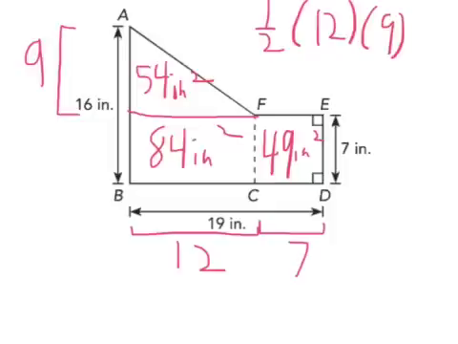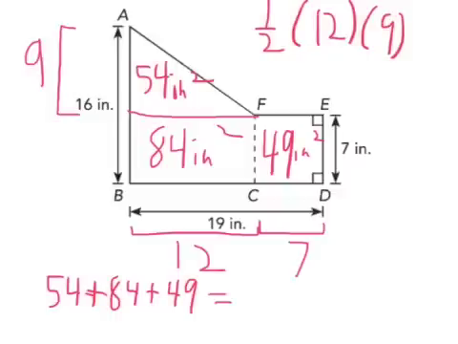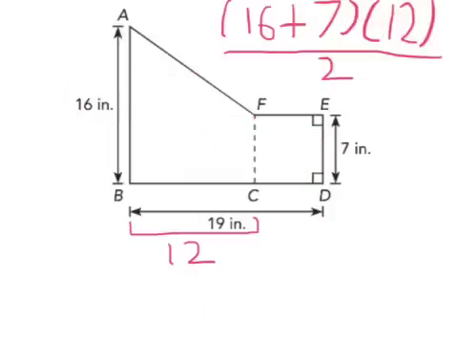So what's the area of the whole figure? Well, it's just the area of all those pieces. 54 plus 84, if you add them together, plus 49, which is 187 square inches. And just really quickly, I want to show you a second way to solve it.